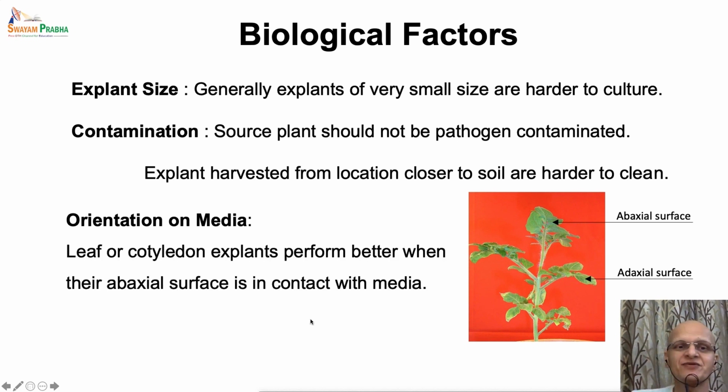However, it has been found that the response of these explants is much better when they are placed with the abaxial side in contact with the media, that is the lower surface of the leaf touching the media. Even a twofold difference in callusing response has been reported just because of the orientation of these explants in some species.